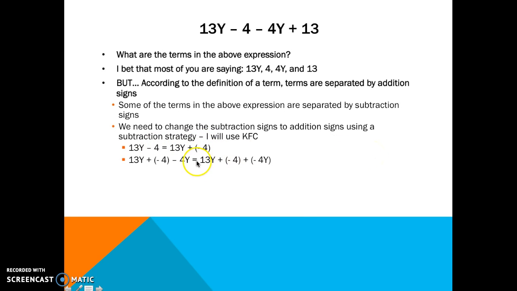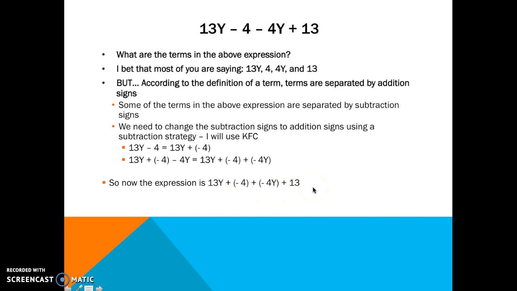Then I'm going to do the same with my second subtraction sign. So now I have 13y plus negative 4, what we did previously, and now I have minus 4y. So I'm going to use KFC with the second part of my expression. I'm going to keep my negative 4. I'm going to flip my subtraction sign to an addition sign, and I'm going to change 4y to negative 4y. So now I have this expression separated by addition signs.